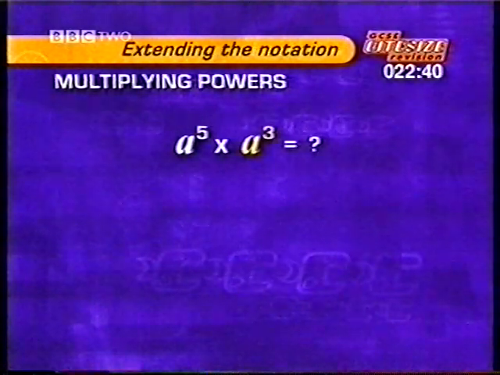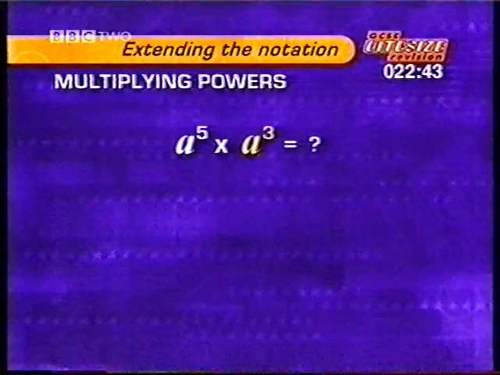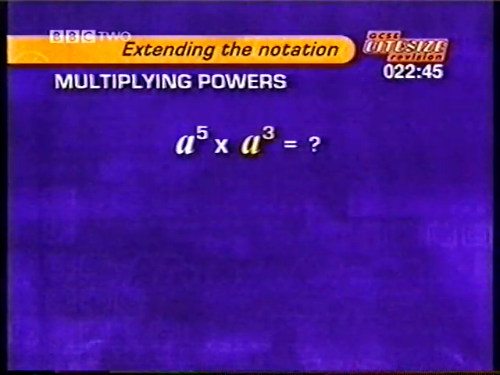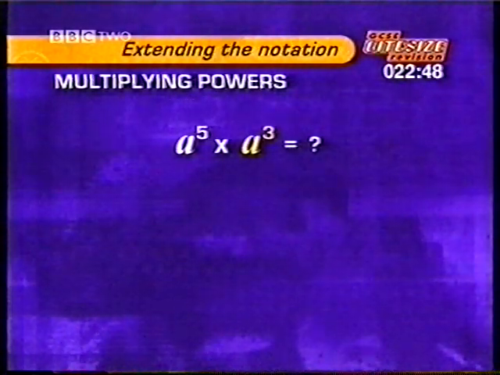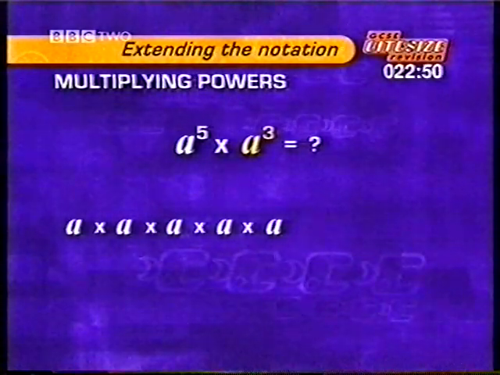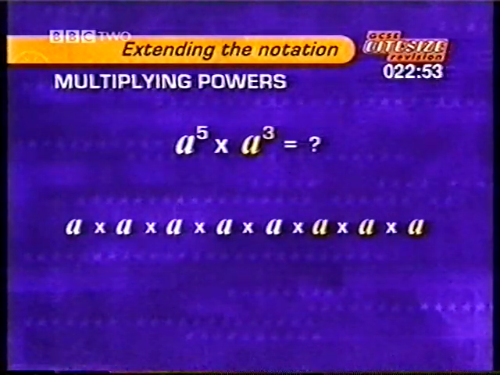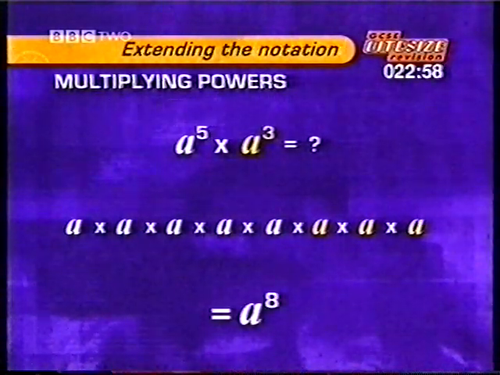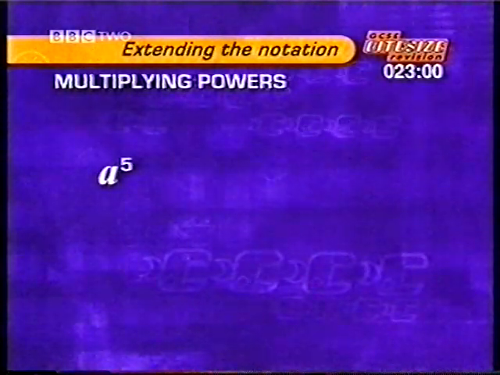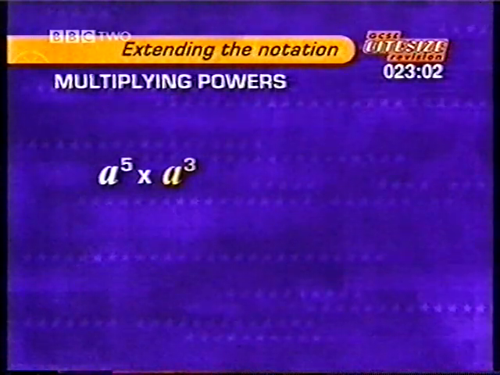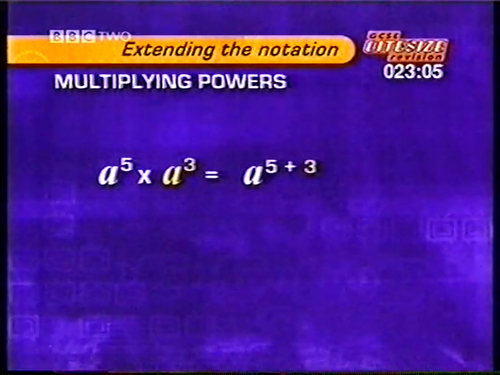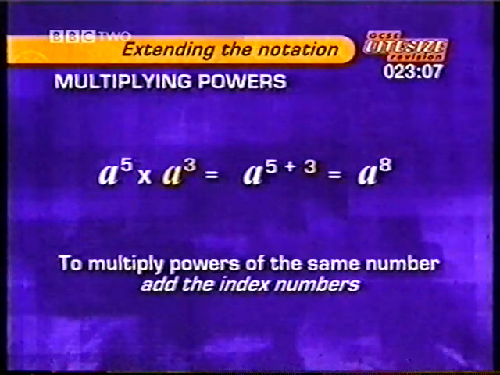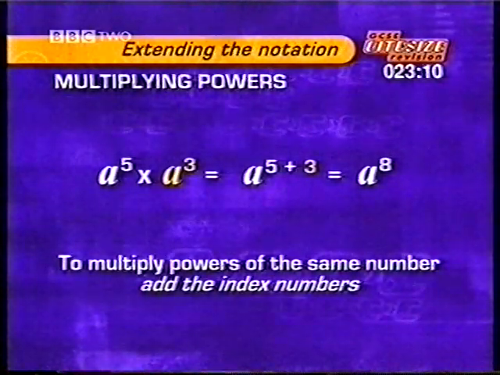There's a way of multiplying different powers of the same number together. What is a to the power 5 multiplied by a to the power 3? To see what's happening, write out each power of a as a repeated multiplication. A to the power 5 is 5 a's multiplied, and a to the power 3 is another 3 a's multiplied. That's 8 a's multiplied altogether. That's the same as a to the power 8. So a to the power 5 multiplied by a to the power 3 is a to the power 5 plus 3, that's 8. So to multiply powers of the same number, you add the index numbers together.